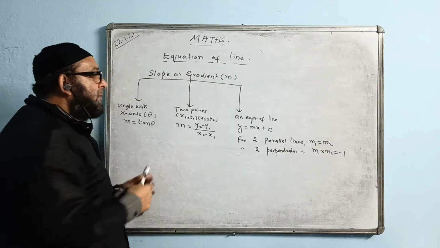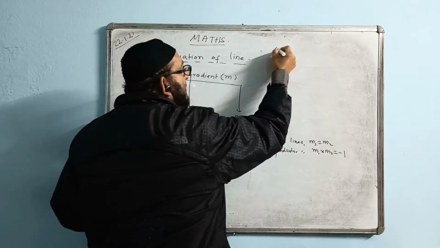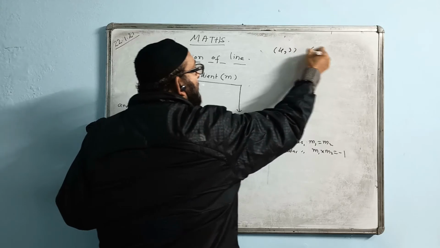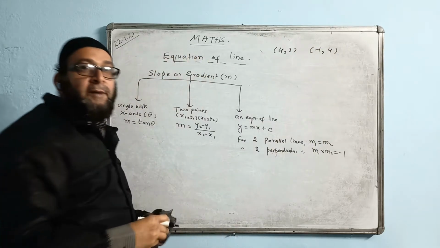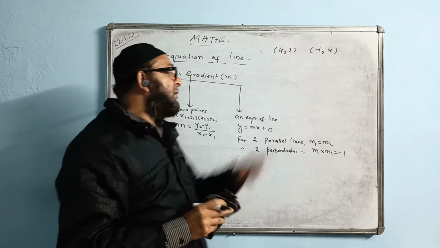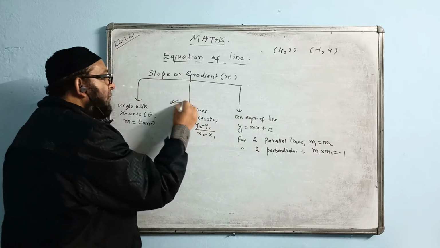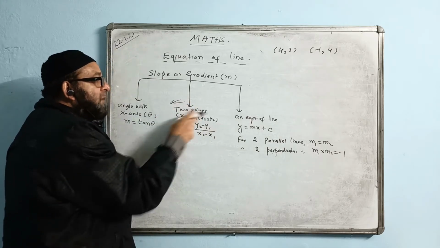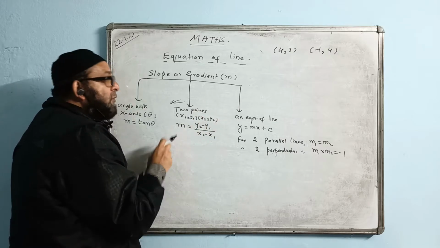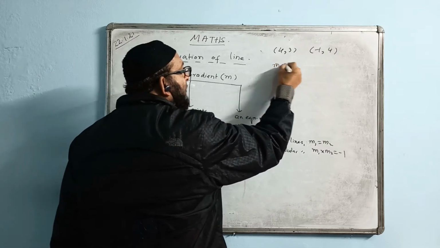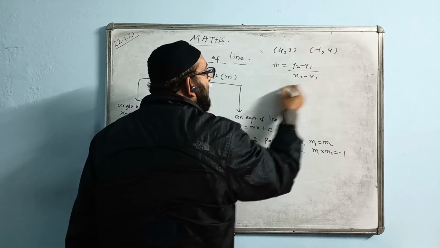Now the second type of clue given: 2 points will be given. They may give a point like this, 4, 3. The other point may be given as -1, 4. 2 points are given, and we have to find the slope of the line joining these 2 points. How to find the slope? We'll now apply this formula. The second clue is that 2 points are given with the coordinates x1, y1 and x2, y2. To find the slope we use the formula m is equal to y2 minus y1 by x2 minus x1.